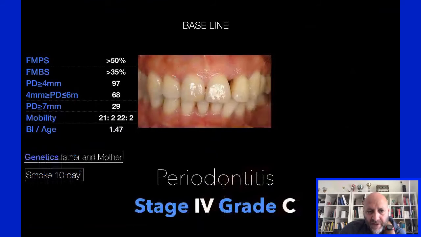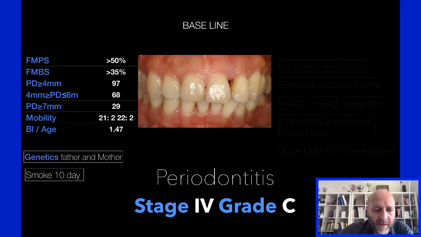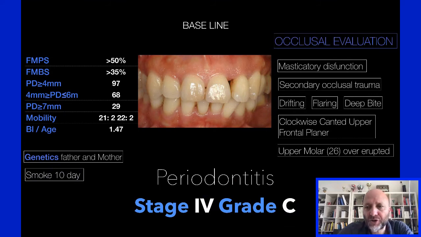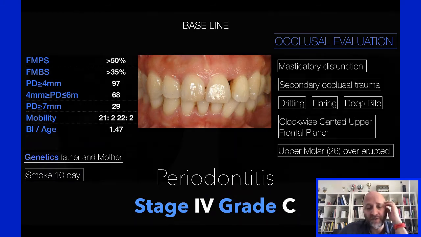This was the baseline: very high plaque control, no good bleeding score. She had a lot of periodontal pockets, near to 100. This was the occlusal evaluation with a lot of masticatory dysfunction, secondary occlusal trauma, drifting, flaring, deep bite, clockwise canted upper frontal plane, and the upper molars over-erupted.